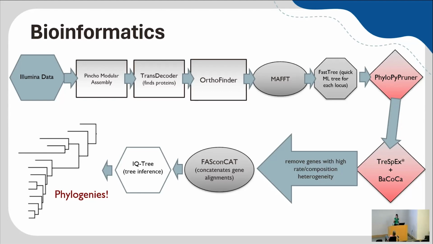Those maximum likelihood trees were put into PhyloPyPruner to identify paralogs and get rid of those in our analyses, and then filtered further to remove genes with high rate and composition heterogeneity. FASconCAT concatenated all of my genes into one matrix, and then I used IQ-TREE for maximum likelihood tree to get our phylogenies.